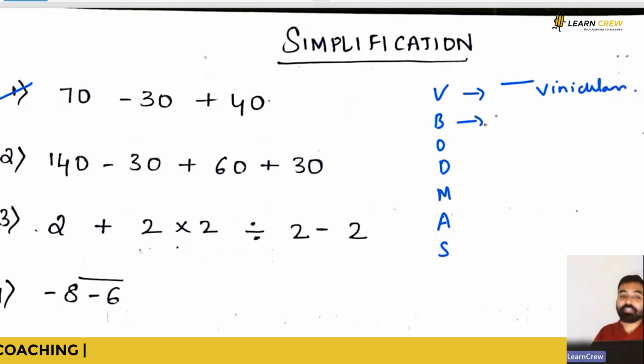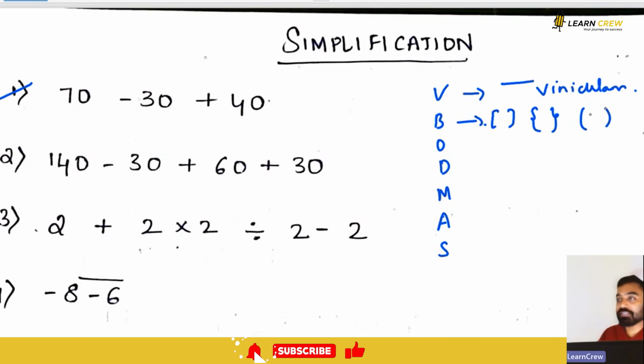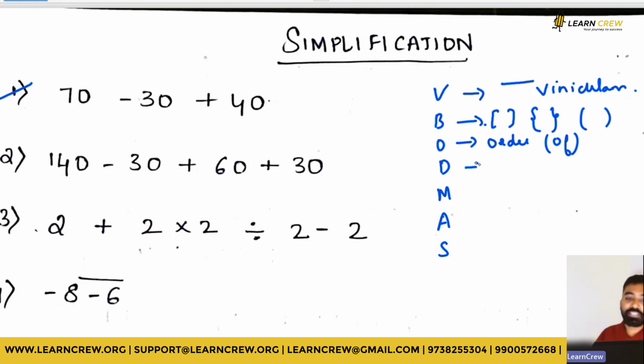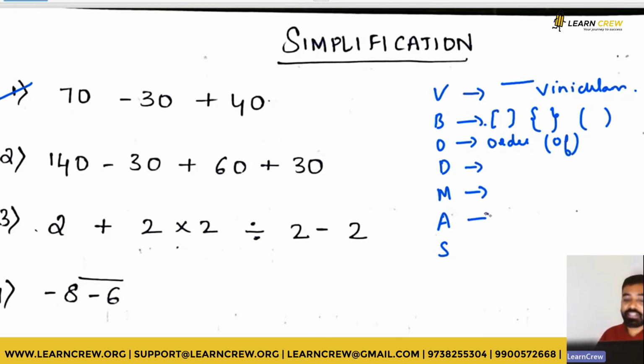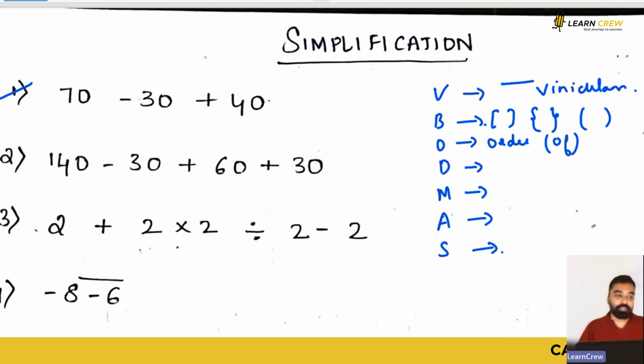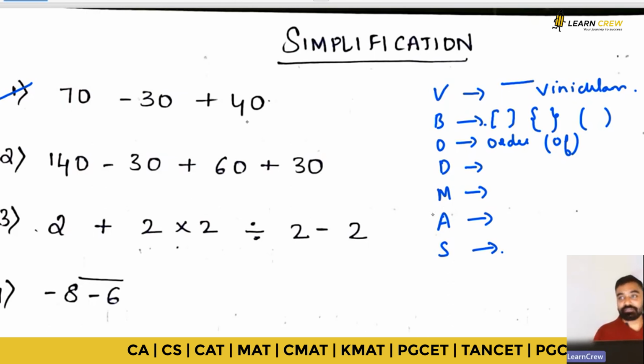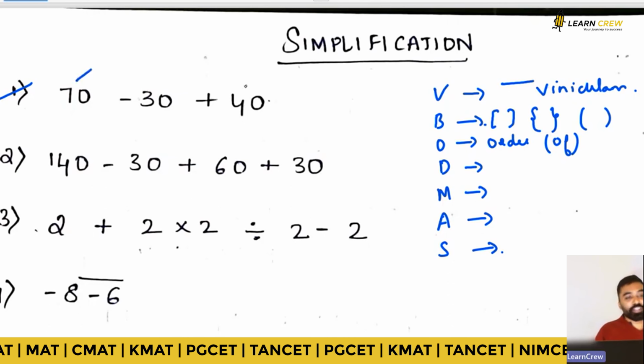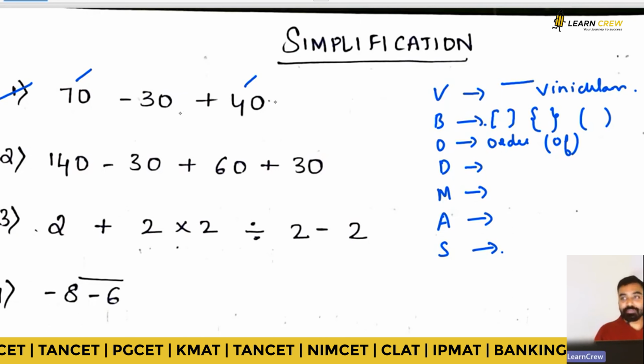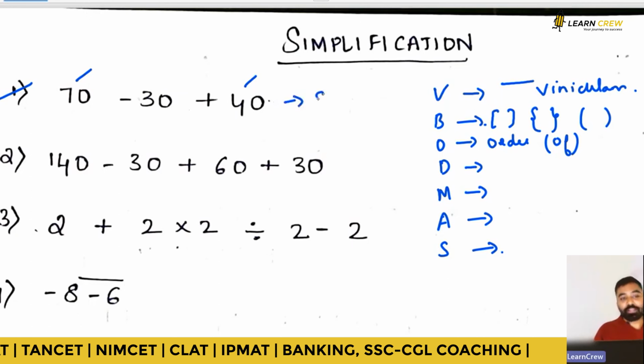Why do you use the bar bracket? I'll tell. What is B? Brackets. How many different types of brackets do you have? Square bracket, flower bracket, and the normal parenthesis. Then O is order, and D is division, multiplication, addition, subtraction. Now here, which comes first, addition or subtraction? Addition. Then 70 plus 40 becomes 110, minus 30 becomes 80. So that's the answer, right?